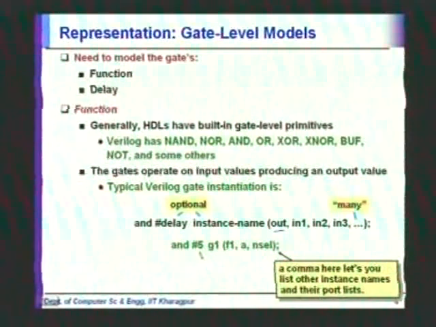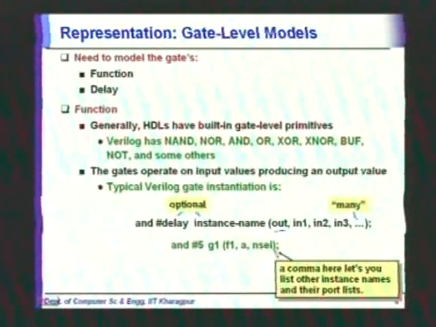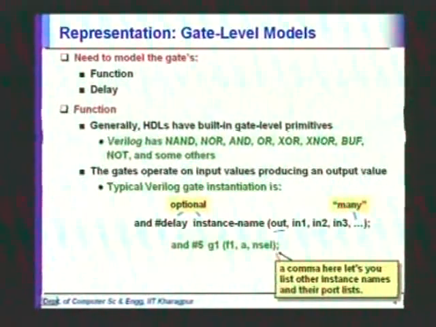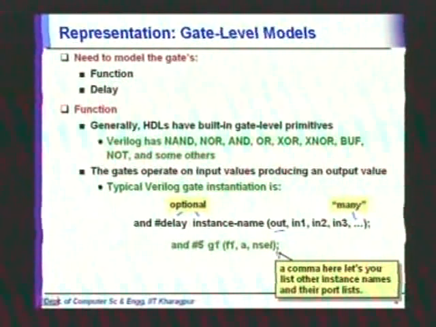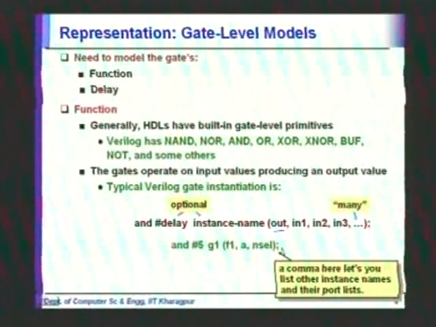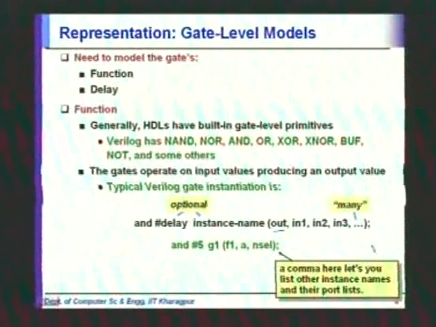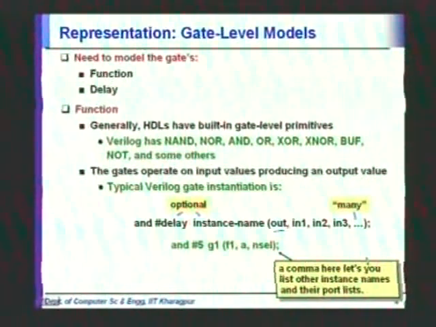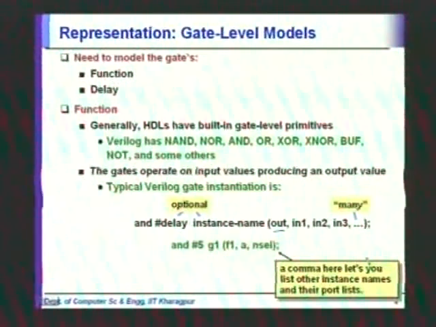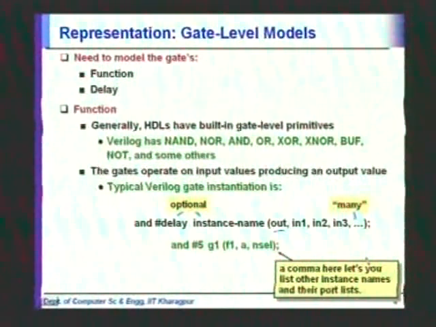And then if you want to specify more than one instance, then as we have seen previously, instead of giving the semicolon, you give a comma and then add the other gate names, and then finally put the semicolon. Okay, just like variable declarations. Is that clear?